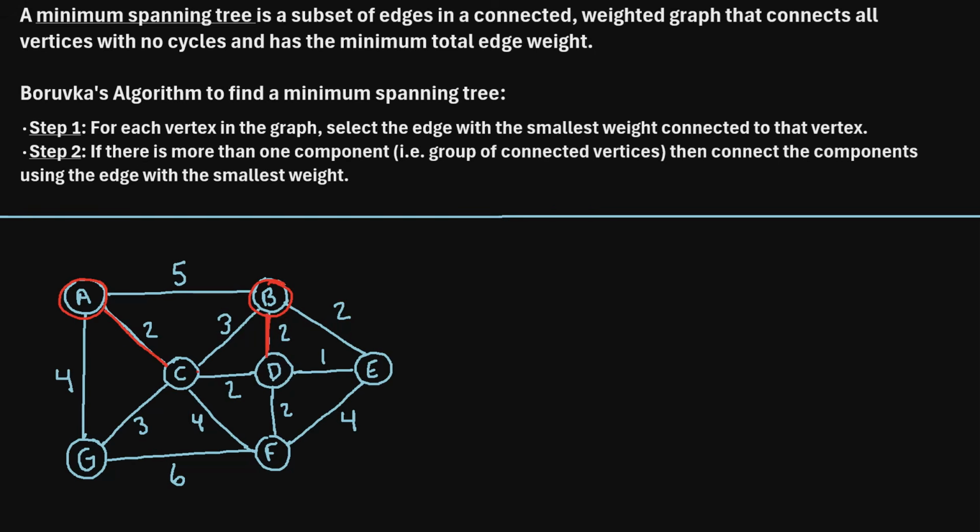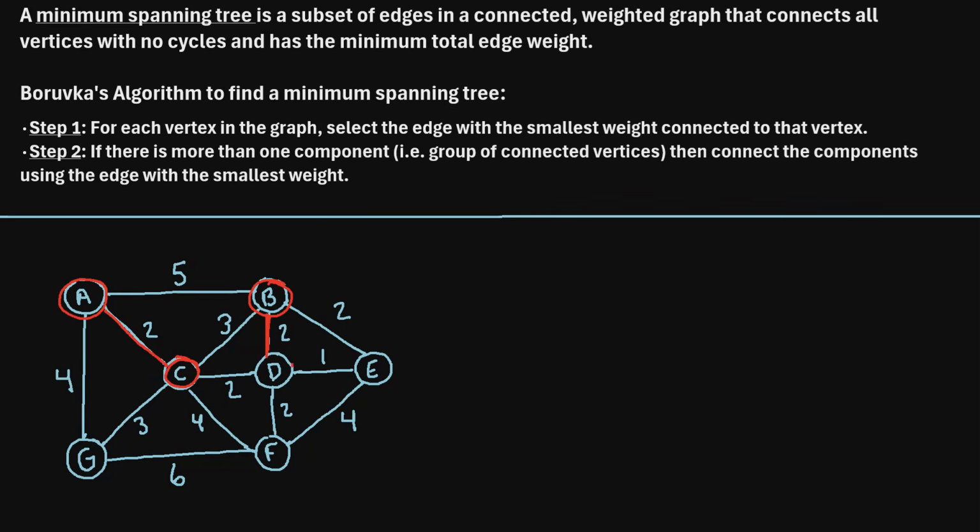All right, next we'll move on to vertex C right here. So what is the edge with the smallest weight connected to vertex C? Well, here's one with an edge weight of 2, and here's another one with an edge weight of 2 as well. So since we've already selected one of these 2, we're just going to keep this edge right here in the minimum spanning tree. So we don't need to select a new edge to connect.